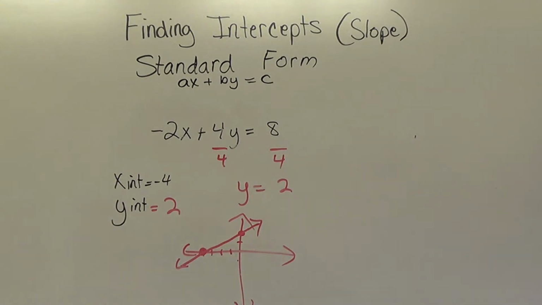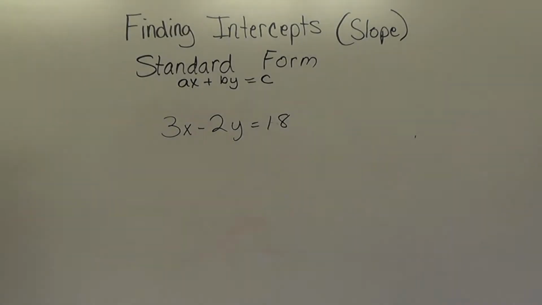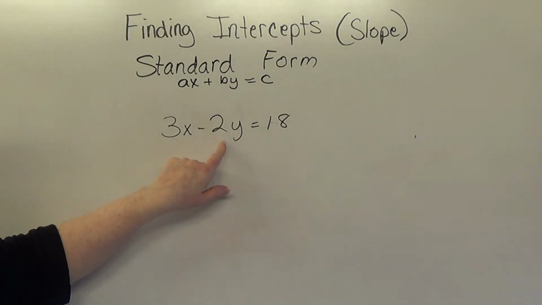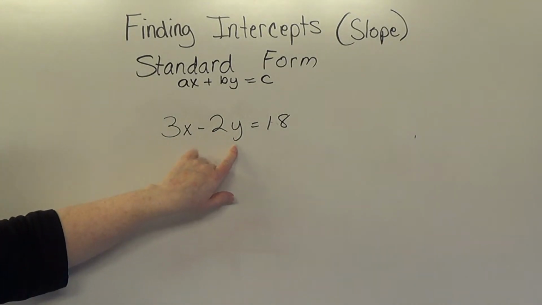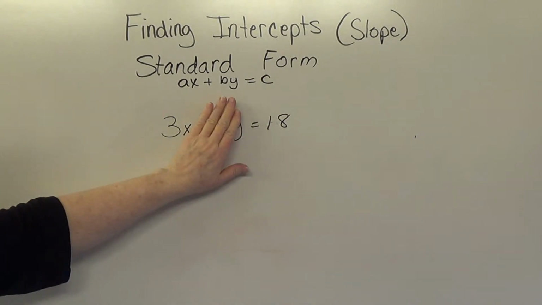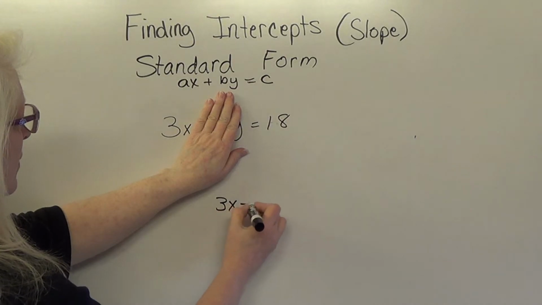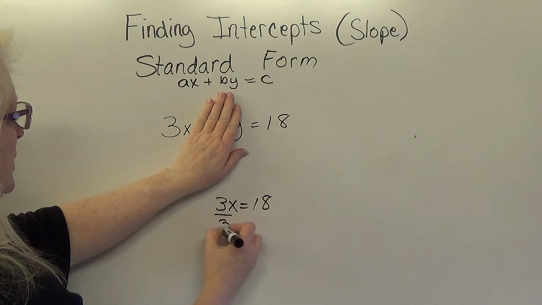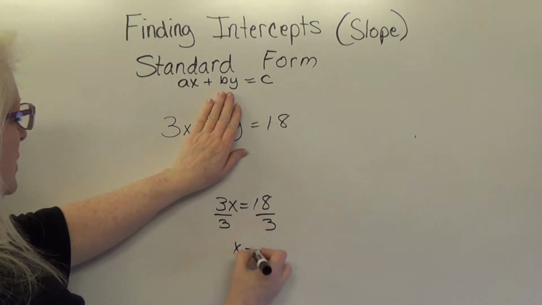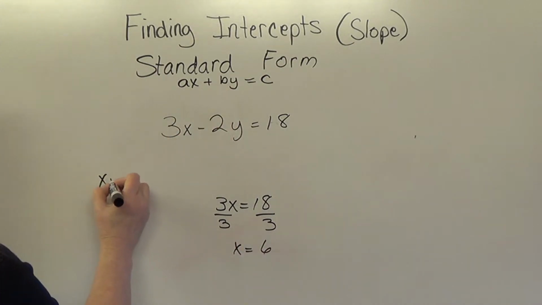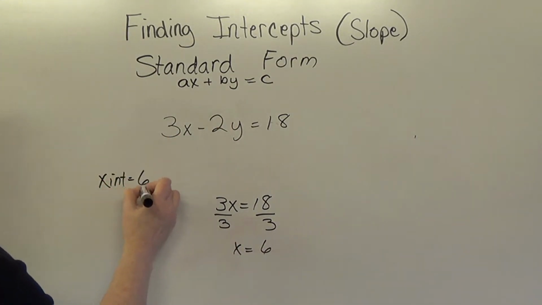Let's try another one. Alright, so in this one, let's find the x-intercept. So y would be 0, so we can cover up this term. 2 times 0 is 0, minus 0 is nothing. So you would have 3x equals 18. And we would get x by itself by dividing, and you get x equals 6. So my x-intercept is at 6.